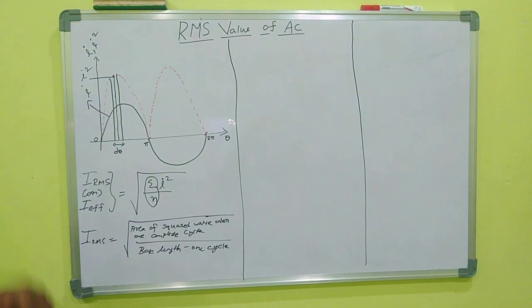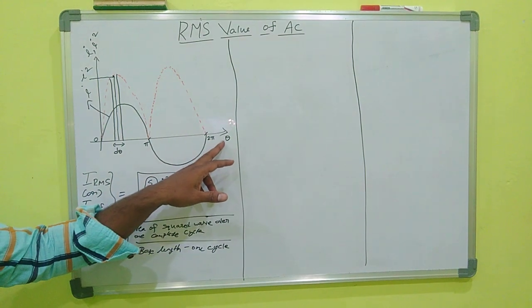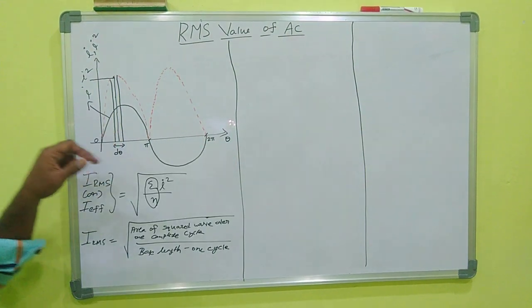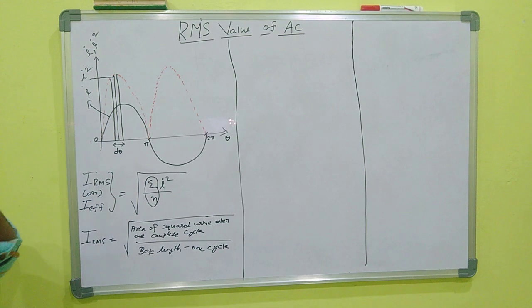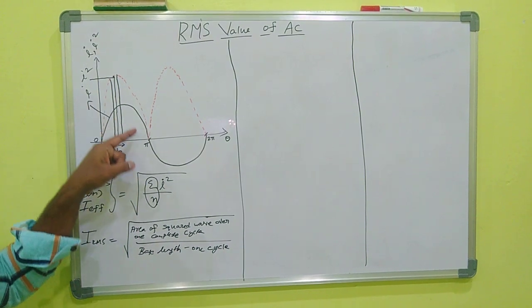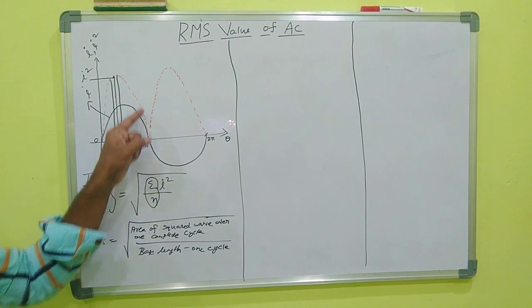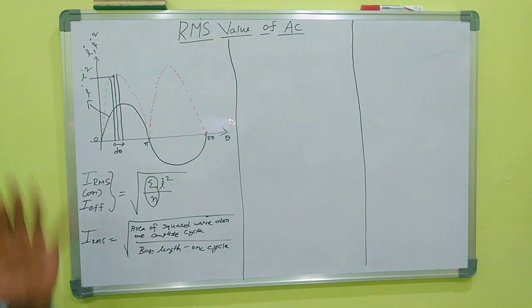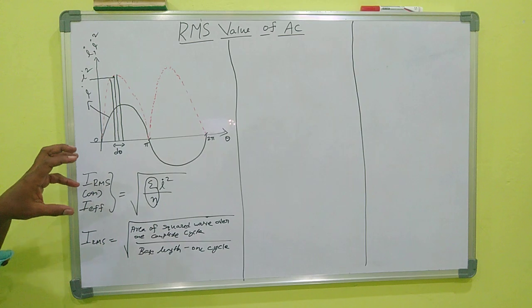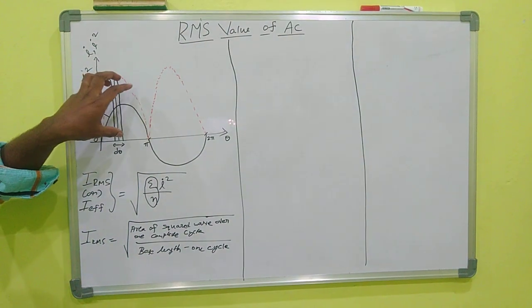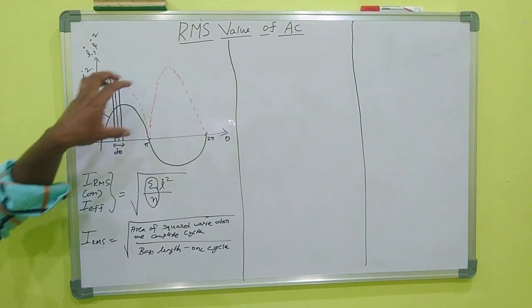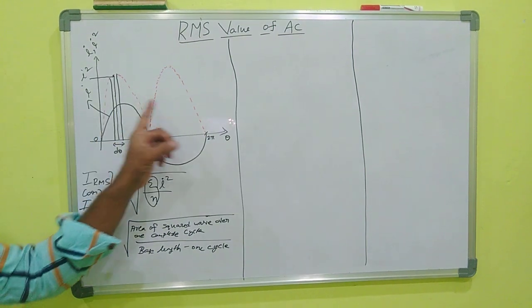Okay, so look at the above diagram. In this graphical representation, theta is taken on the x-axis and I square is taken on the y-axis. Here I is the black continuous line which represents alternating current, and the red dotted line is I square. So now we have to find the area of the I square wave in one complete cycle.